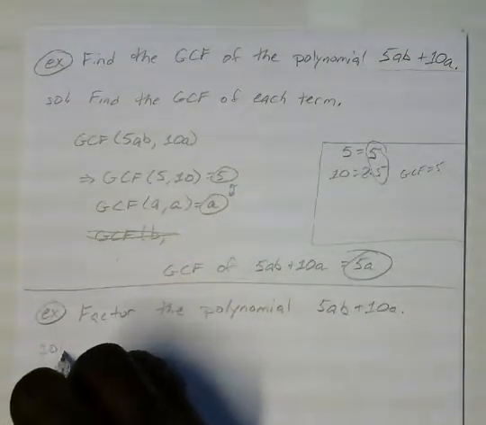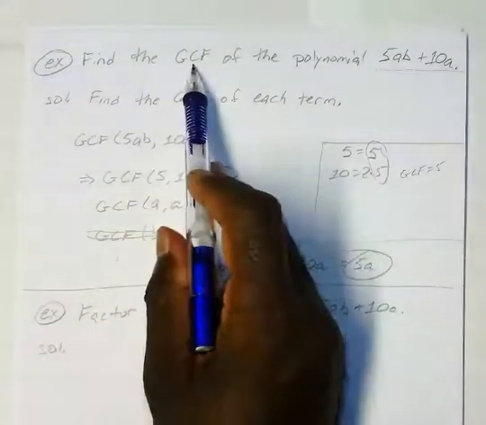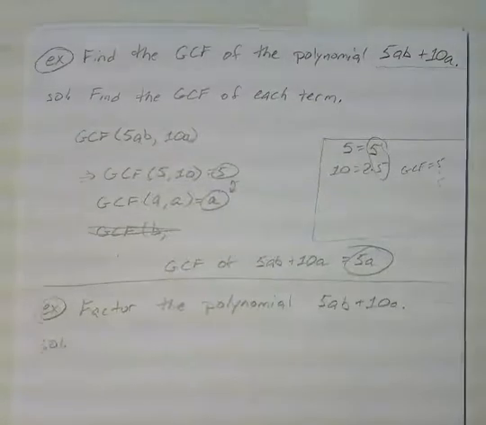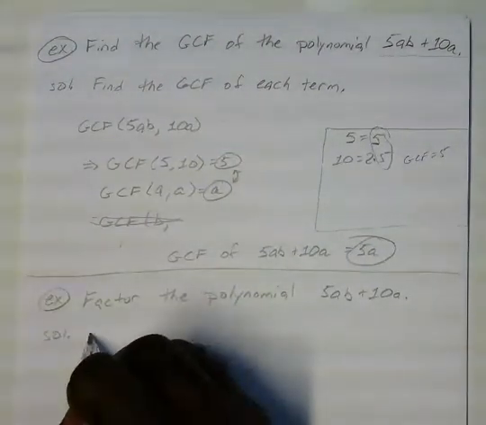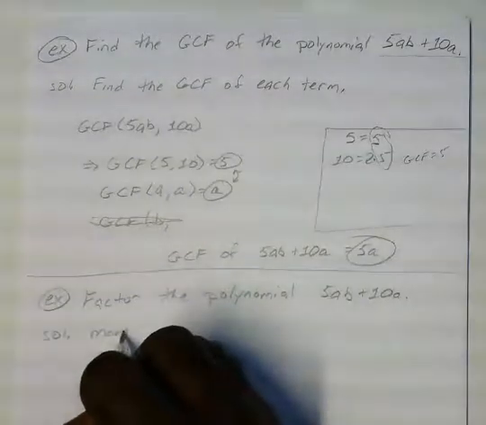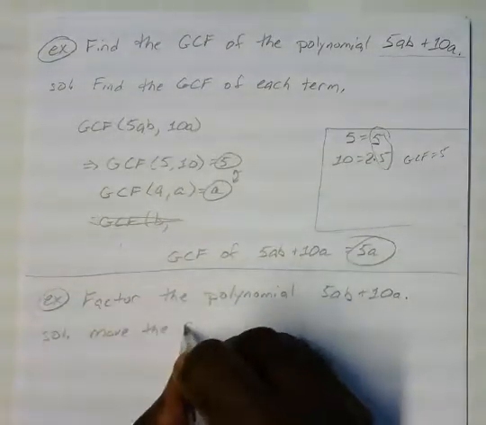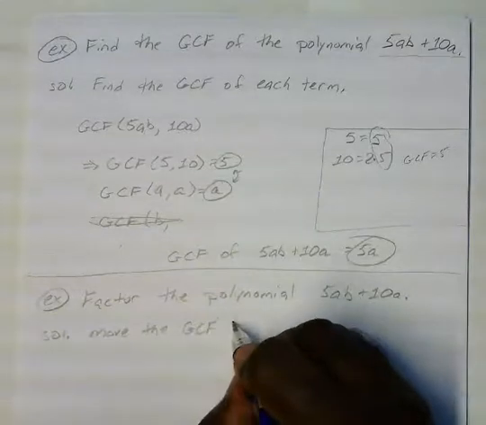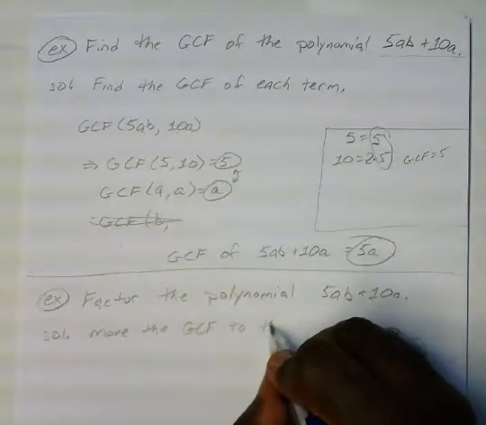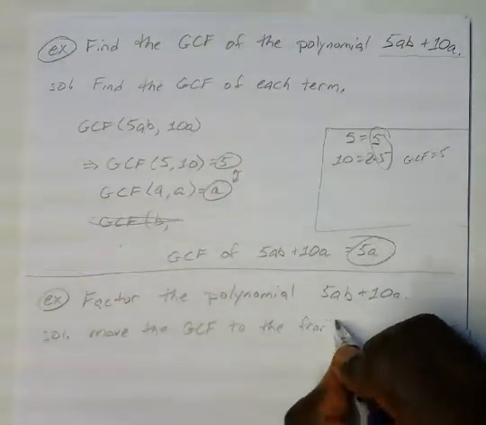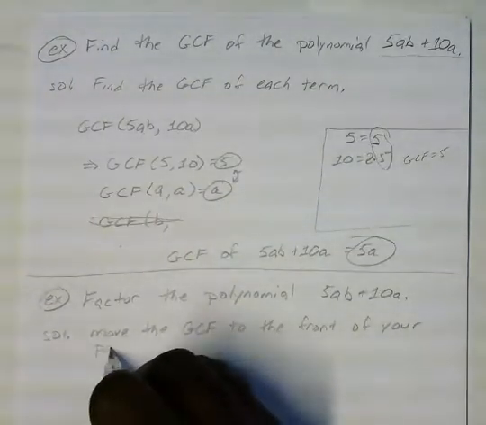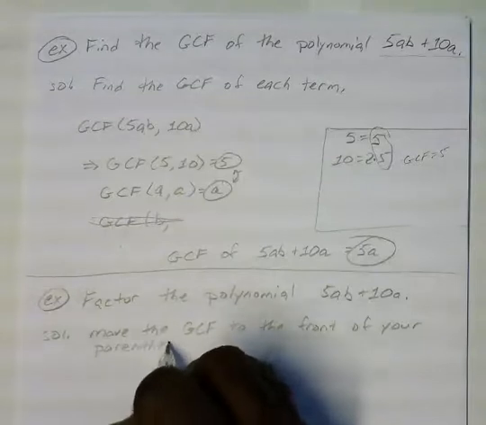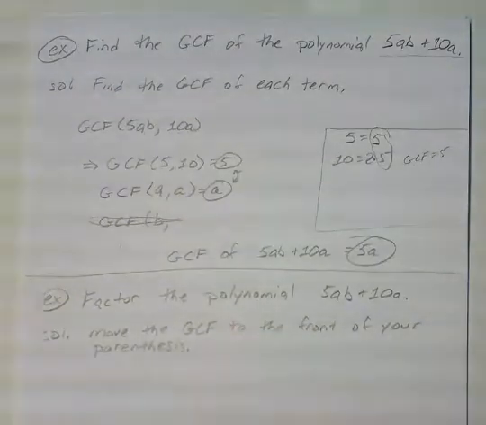Okay, so if you're going to factor it, which is completely different from finding the greatest common factor, you're going to move the greatest common factor to the front of your parentheses.